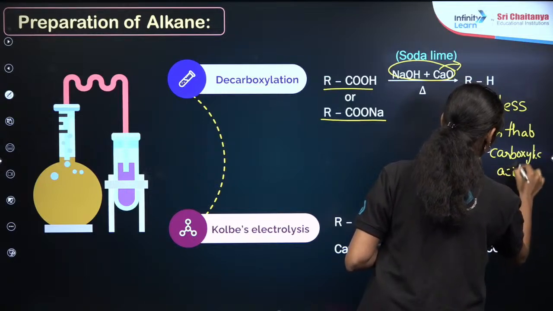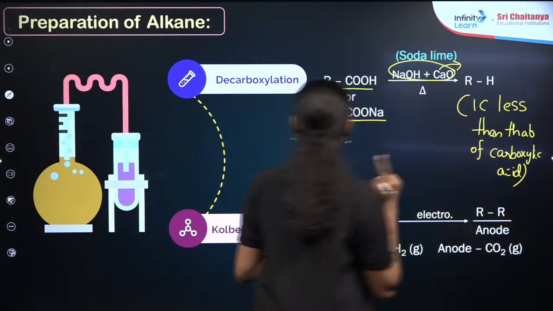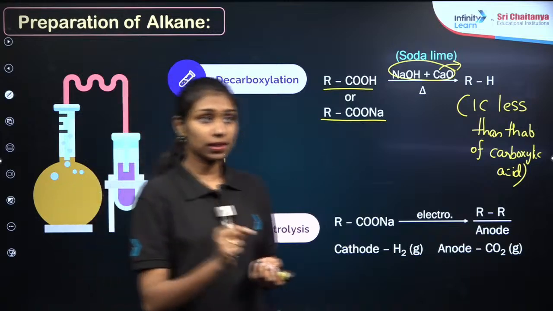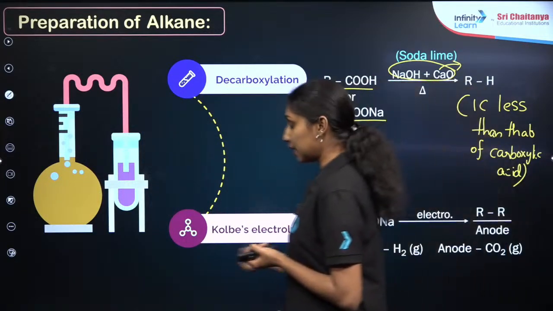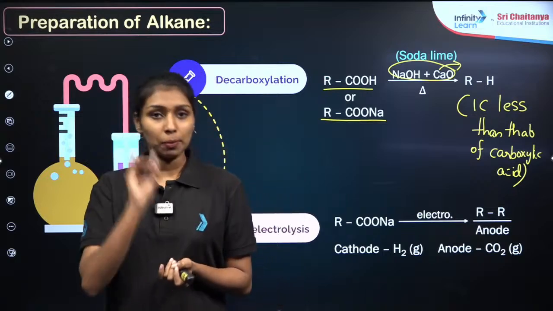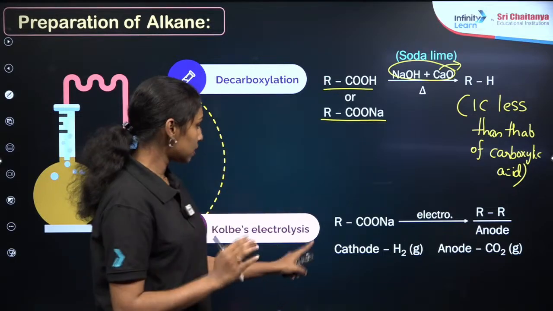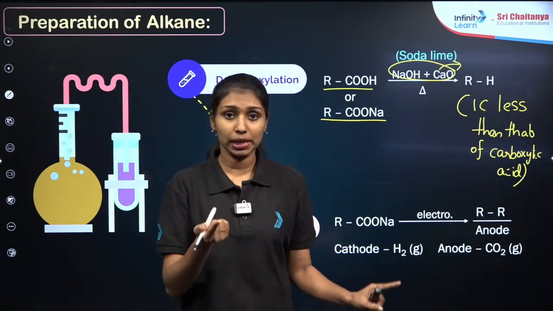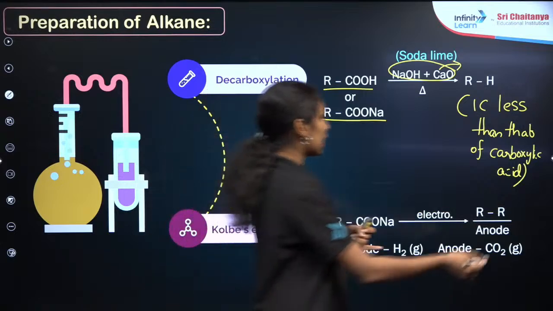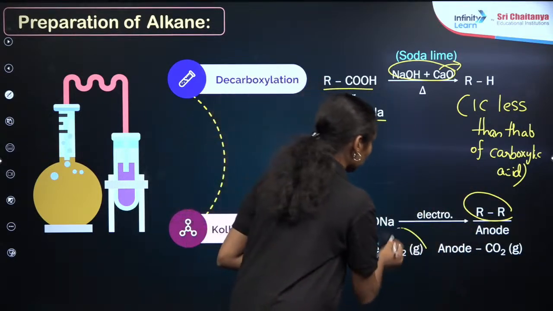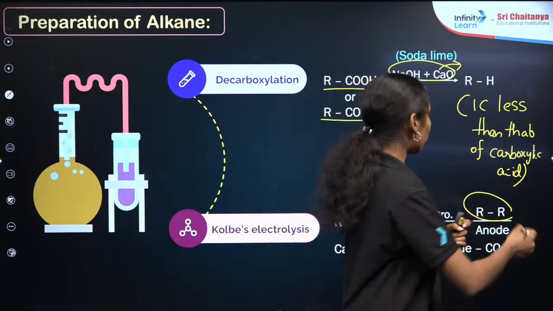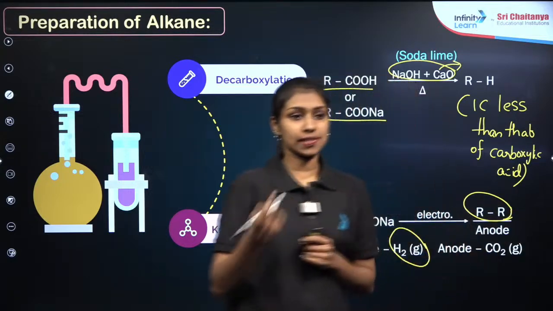Then the last method of preparation is the Kolbe's electrolysis method. This method is also very important because it is a name reaction. As we can see over here, the sodium salt of carboxylic acid will undergo electrolysis to produce the alkane having an even number of carbon atoms at the anode. Then hydrogen gas is produced at the cathode. Clear? This we have already discussed in the last class, right? Yesterday.